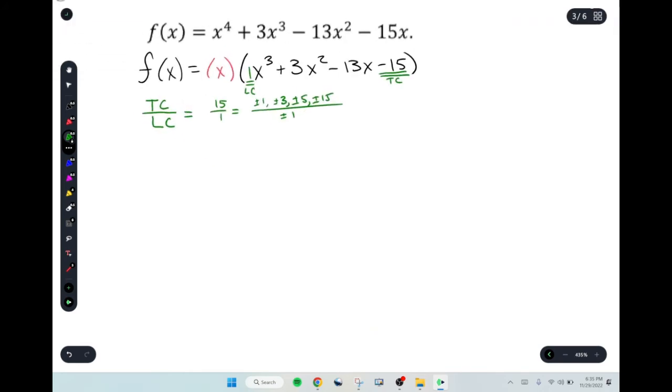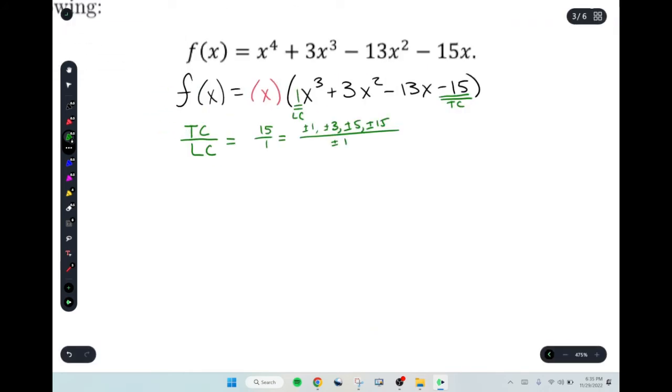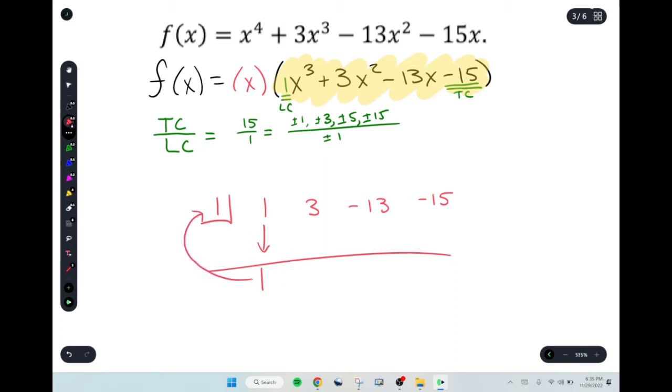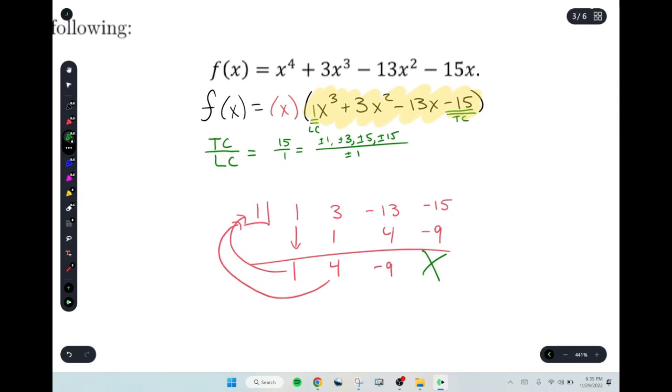Well, now we just have to pick any of those random ones. Anybody have a hankering as to which one's going to work? I'll try 1. 1, backwards L, and we're just using this since we already factored out that x. So we get 1, 3, negative 13, negative 15. Drop down the 1. 1 times 1 is 1. 4. 4 times 1 is 4. Negative 9. Negative 9 times 1 is negative 9. Frick. That didn't work.